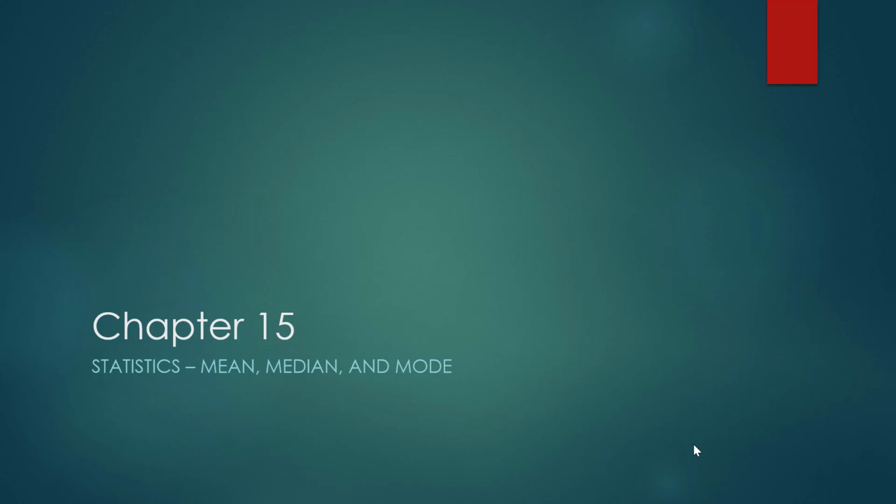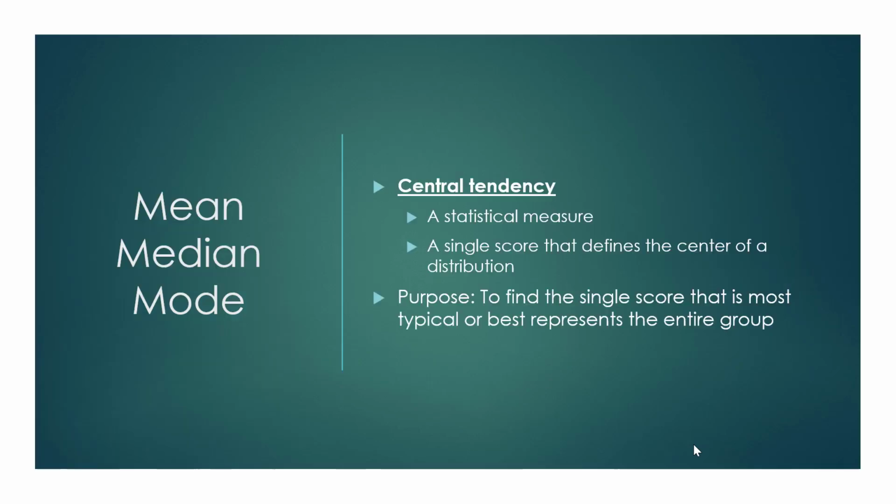So before you do your levels of measurement or scales of measurement lab, I'm going to just refresh your memory on the different measures of central tendency. So mean, median, mode are measures of central tendency. It is a statistical measure. Sometimes you'll hear it referred to as an average. Really, the statistical average is the mean. It is a single score that defines the center of the distribution.